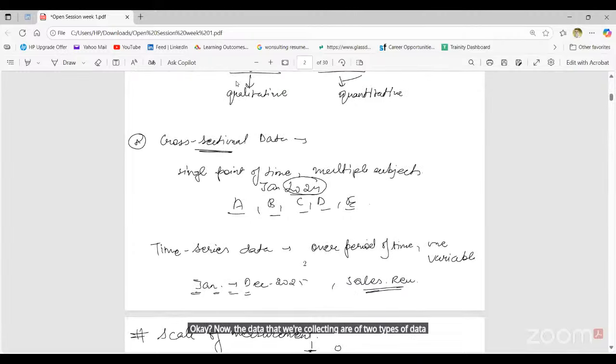Now, the data that you are collecting are of two types. You can have cross-sectional data and you can have time series data. What is cross-sectional data? The data which you are collecting for a single point of time, for multiple subjects or multiple variables. And time series is basically collecting data over a period of time for one variable. So that's the difference between cross-sectional and time series data.